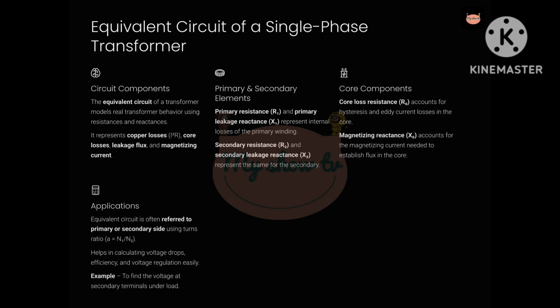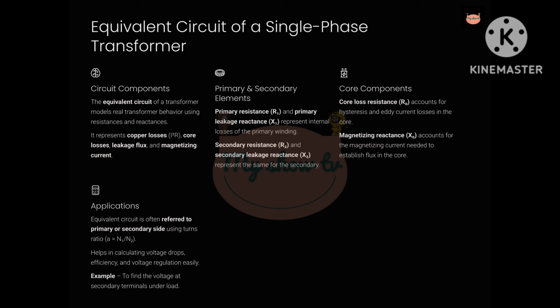Let's begin with the concept of the equivalent circuit of a transformer. We know that an actual transformer is not ideal. It has losses and imperfections. So, to analyze its performance more practically, we use an equivalent circuit. This circuit represents all the real electrical characteristics of the transformer using simple elements like resistors and inductors.